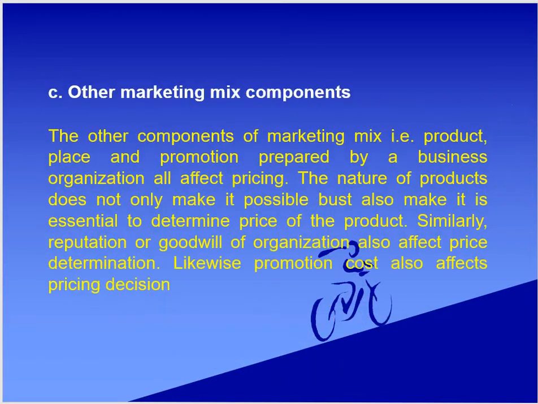If you go to the next slide, slide number 49, it is C, other marketing mix components. The other components of the marketing mix, that is product, place, and promotion prepared by a business organization, all affect pricing. The nature of products does not only make it possible, but also makes it essential to determine the price of the product. Similarly, the reputation or goodwill of the organization also affects price determination. Likewise, promotion costs also affect pricing decisions. So here we talked about the other marketing components.